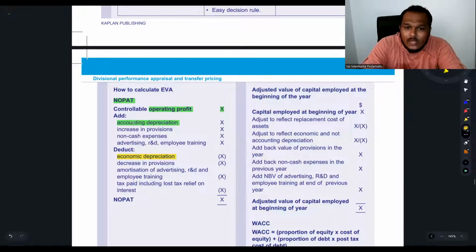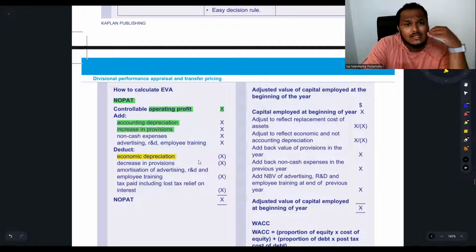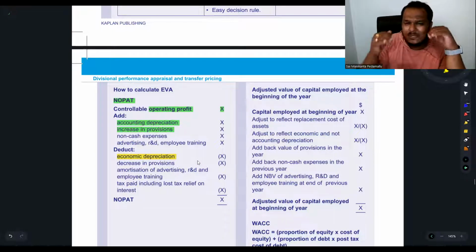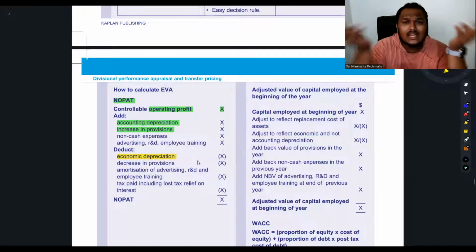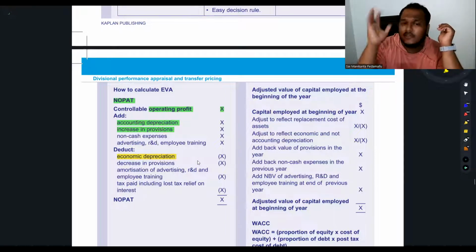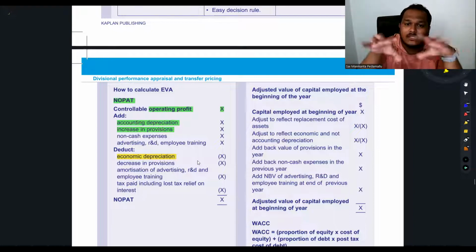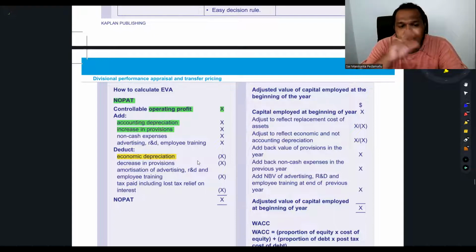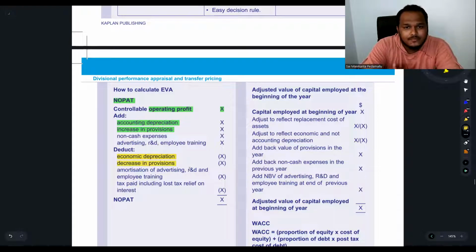Good. Similarly, look at the next adjustment, sir. Increase in provisions is added back. So if your provisions are increasing, that means expenditure will increase. So that will reduce your profit. This is not a current year performance measure. So this is for sometime in the future. So I should not impact my profit by this increase or decrease in provisions. So if you increased the provisions, reverse it back, add it back to the profit. If you decreased the provisions, deduct it from the profit.